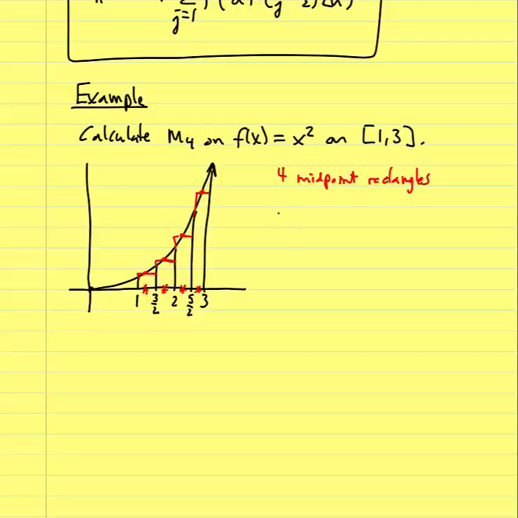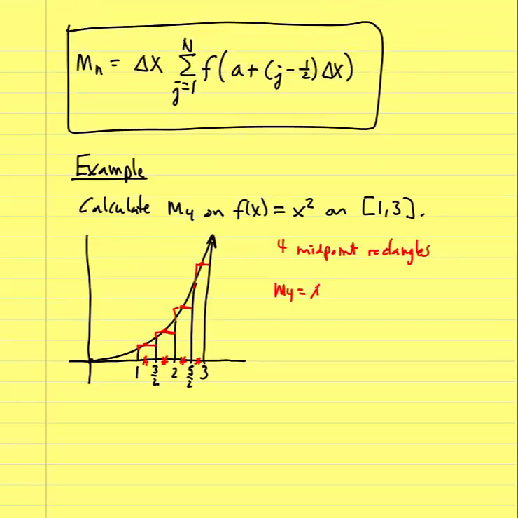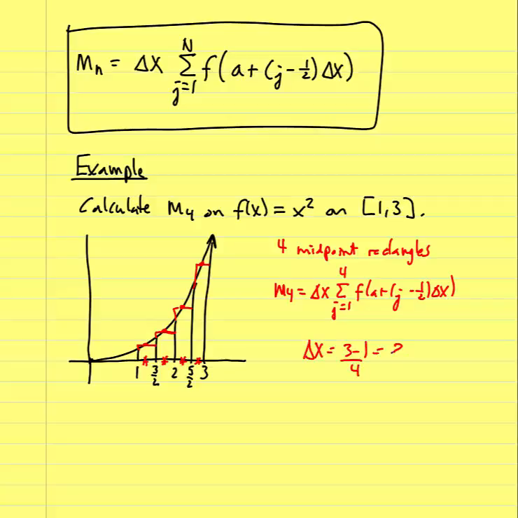I'm going to be using my formula M sub 4 then. So I'm going to have delta x, sum from j equals 1 to 4, f of a plus (j minus 1/2) delta x. Okay, so these look a little bit ugly, but once we start putting numbers to them, it's not too bad. My delta x has not changed this whole time. It's 3 minus 1 over 4. 3 minus 1 is 2. 2/4 is the same as a half.